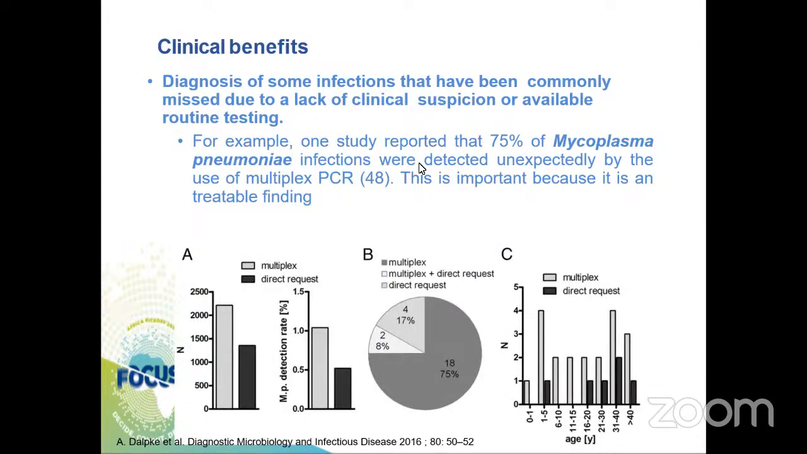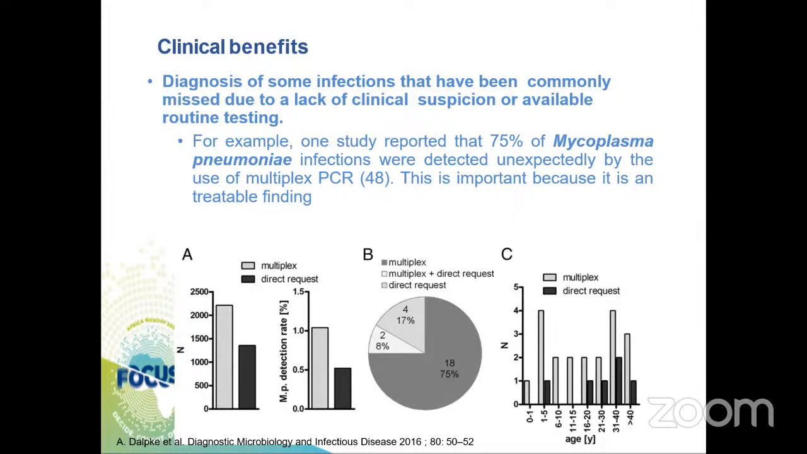So when you look at the clinical benefits, again, 75% you can see with the multiplex. I think it's not widely used. For example, one study reported 75% of Mycoplasma. Again, if need be, I can share these studies of infections that are detected unexpectedly by the use of multiplex PCR. This is important because it is a treatable finding.